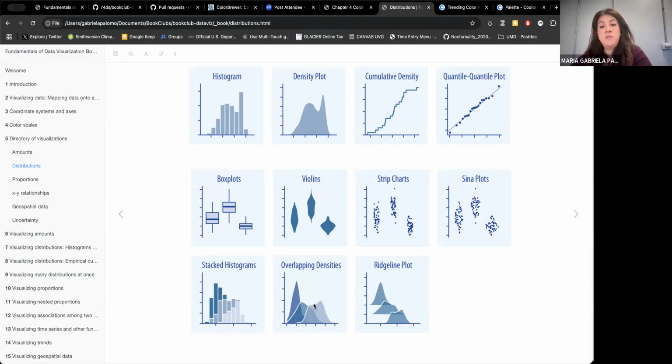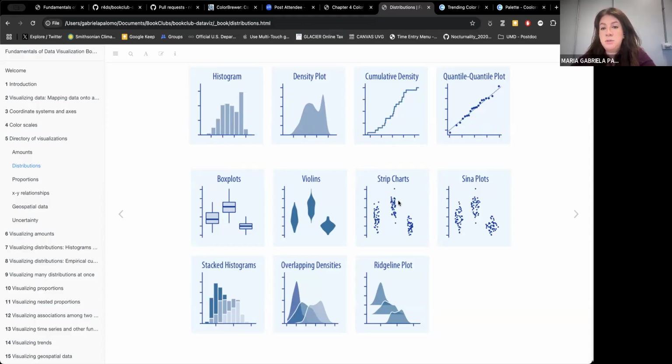So that's one thing. The other one is with overlapping densities. Again, you have to choose your colors very, very carefully. And these three things have to be as see-through as possible so that you can actually see what's happening in the distribution that's in the back of the first one. So I think that's the only key.